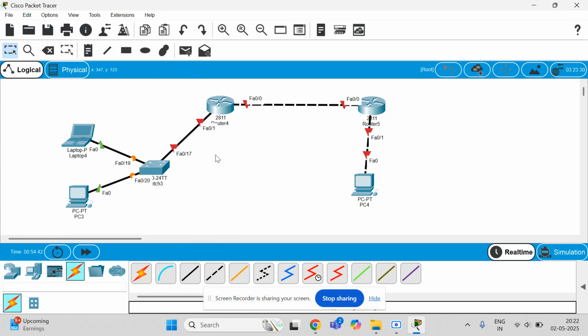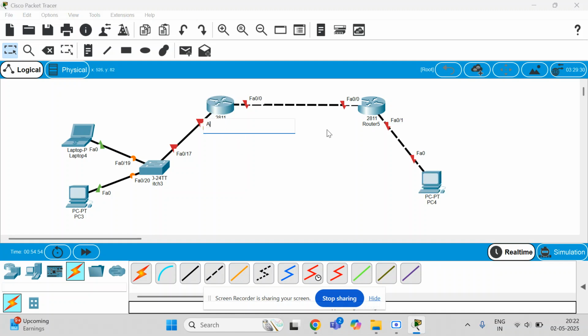Now the scenario is up. So there are three networks. One is this, second and third. So we have to give three different network addresses over here. Suppose this is router A and this is router B, right? So network addresses in case of IPv6 we can give.